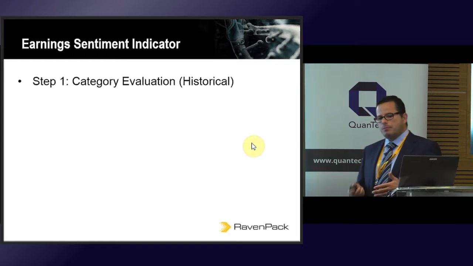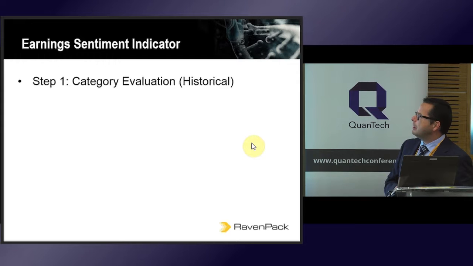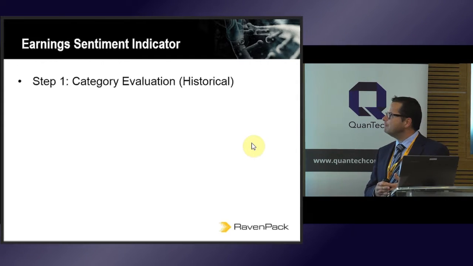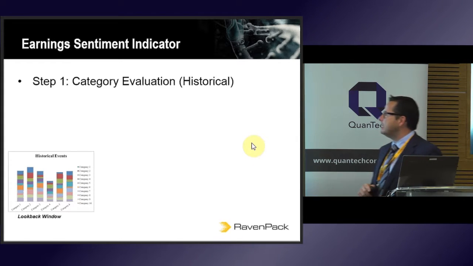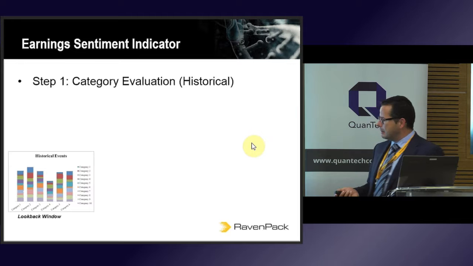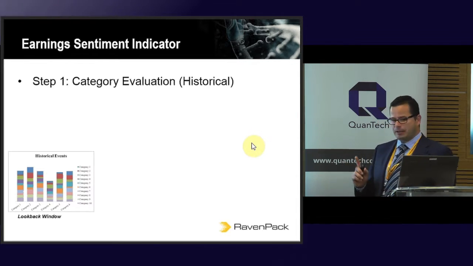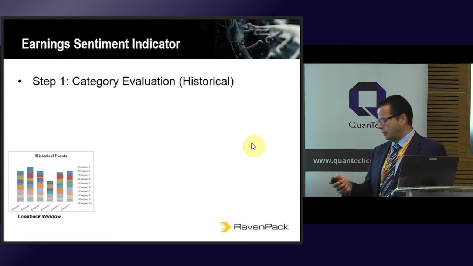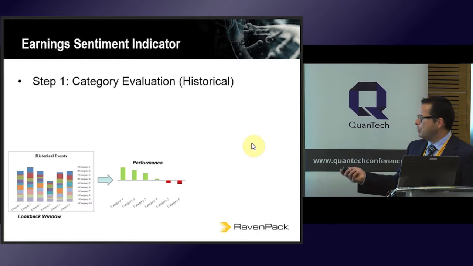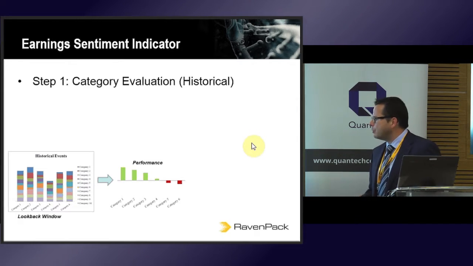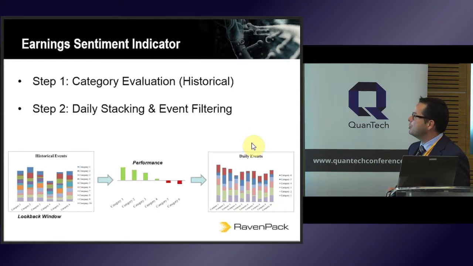So as I mentioned, the starting point is event filtering. In the event filter, we only have earnings news, and the first step is to evaluate historically every single category. To that end, we define a look-back window, and we stack together by category all the events and try to track what's the performance over time in a cross-sectional fashion.